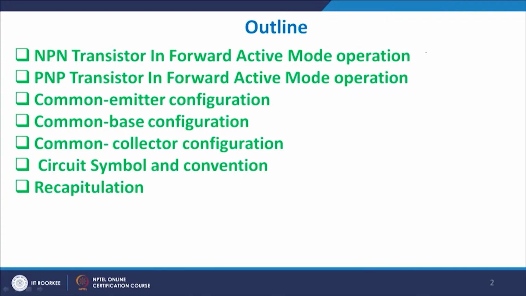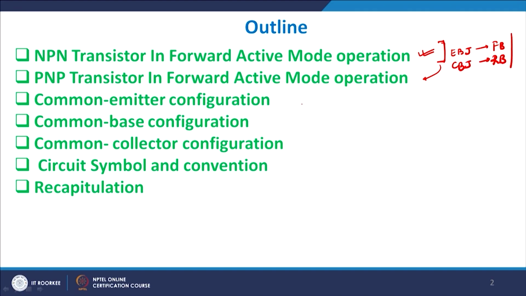In this lecture we will be looking into its operation. The title of this lecture is Operation in Active Mode, Circuit Symbols and Conventions. What we will be looking into in this lecture is basically NPN in forward active mode. Once we have understood the NPN in forward active mode, we will easily be able to understand PNP in forward active mode, right. Forward active, if you remember, is when your emitter base junction is forward biased and your collector base junction is reverse biased.